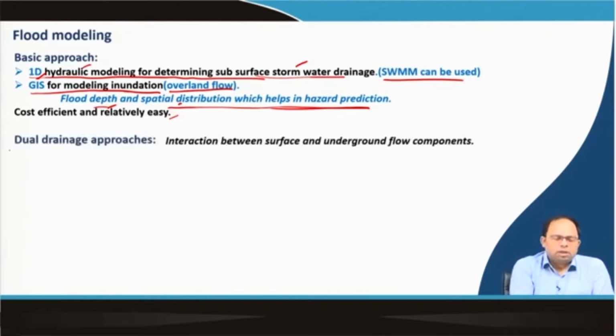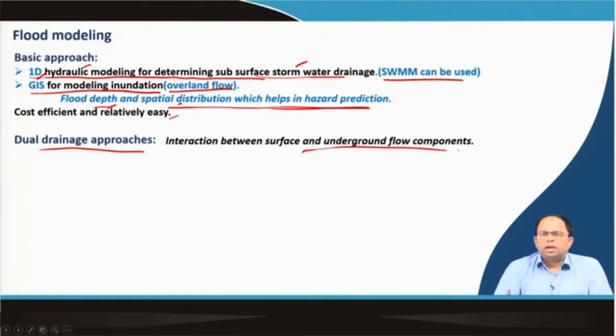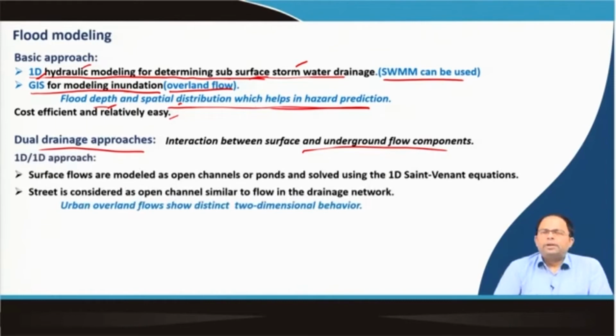So, this is called the dual drainage approach, where interaction between surface and underground flow components are considered. That is why it is called dual drainage. We not only consider the drainage in the minor system, but also in the major system or the overland system. Within the dual drainage approach, we can again have two approaches. One is called the 1D-1D approach and the other is called the 1D-2D approach.